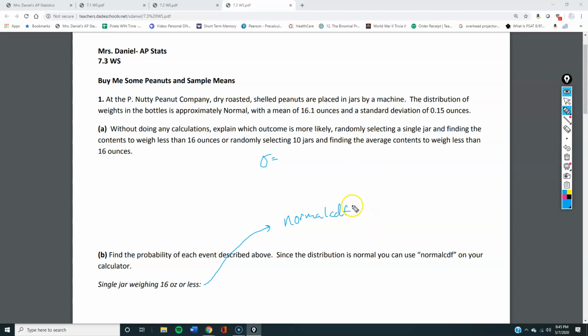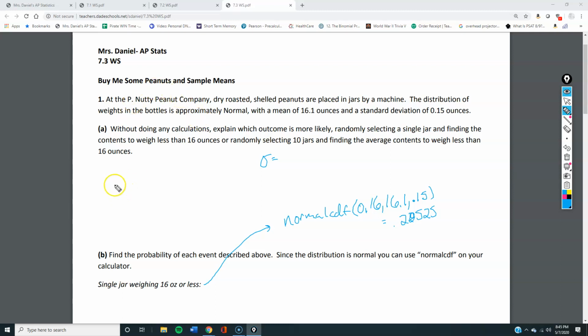So if we're just grabbing one jar, normal CDF, from 0 to 16, you could use negative 999 there too. We know the mean to be 16.1. And the standard deviation, because it's just 1, is 0.15. I plug that in, I get 0.25. So there's a 25.25% chance of grabbing one jar that's less than 16 ounces.